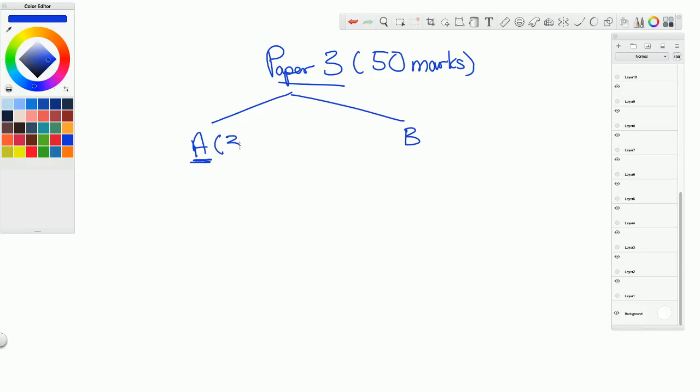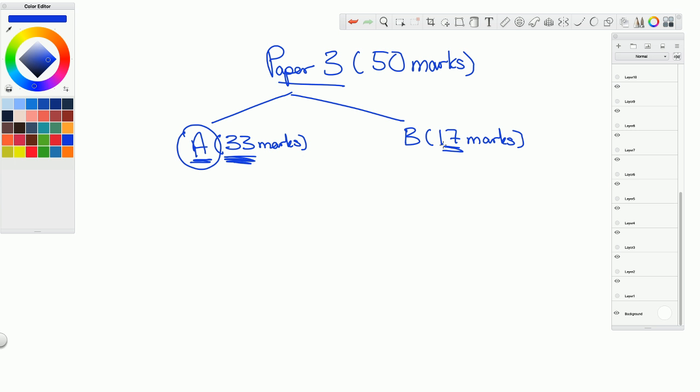So for paper 3 biology, the total is 50 marks altogether, 50 markah. You will have 2 experiments: section A has 1 experiment, and section B has another experiment. Look at the marks first. Section A has 33 marks altogether, 1 experiment. B also has 1 experiment, for 17. My advice to you is to focus on section A because it's 33, while here it's only 17.